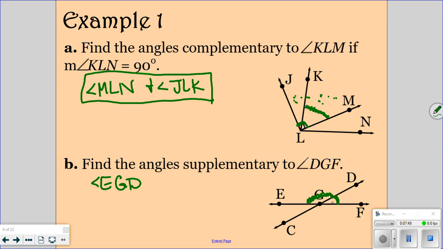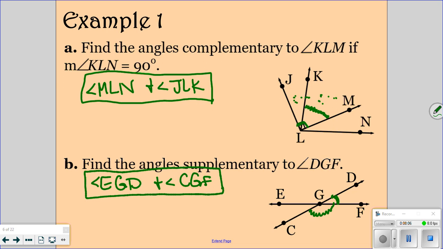But also, there's another angle that is supplementary to this one right here. This angle here would make a straight line as well. So angle CDF is also supplementary to the angle they asked us to find. So both of those are supplementary to this DGF angle.